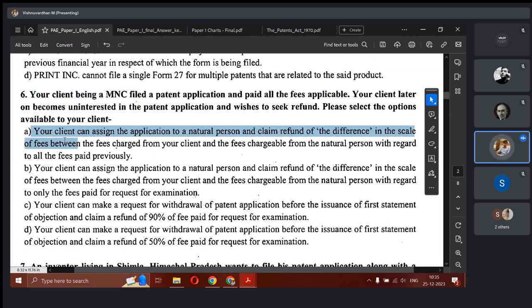Okay. Your client can assign the application to a natural person and claim refund of the difference in the scale of fees between the fees charged from your client and the fees chargeable from the natural person with regard to all the previous fees paid previously. I don't think this is possible because this will be used to cheat the patent office. Every company will transfer it to a natural person and claim the refund now.